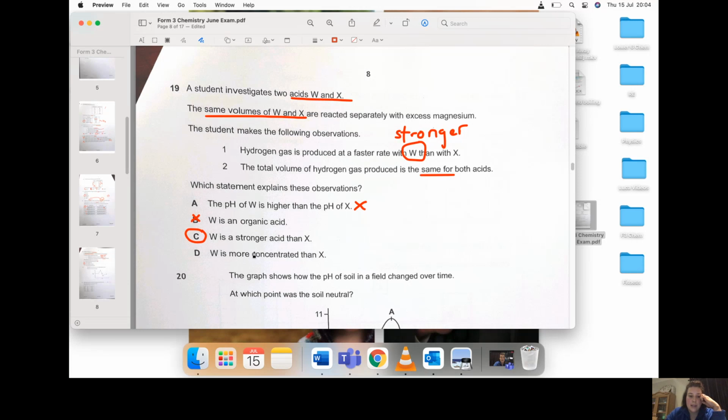That is correct. If W is more concentrated than X, that might not change the speed of the bubbles. It's the fact that W is a stronger acid. Okay. So therefore, it is going to produce hydrogen gas faster. So your answer for number 19 was C.